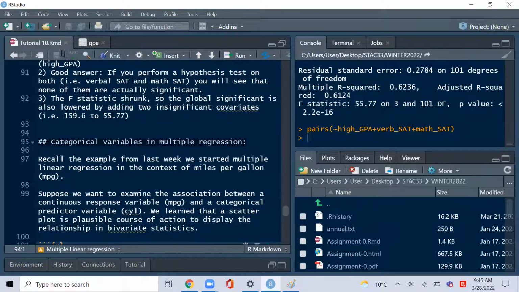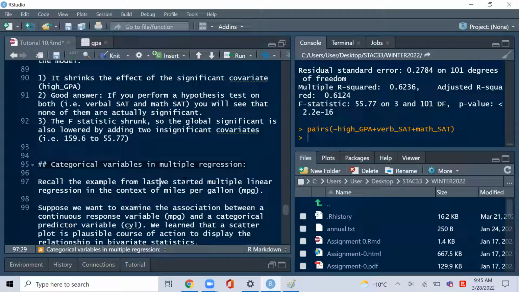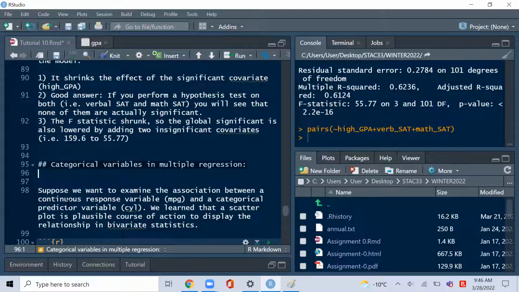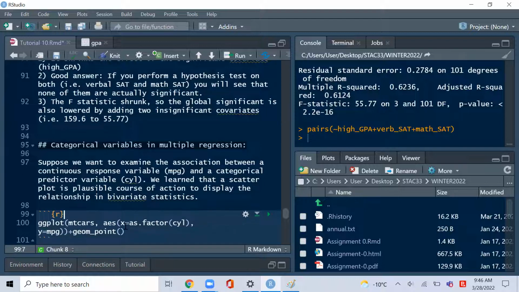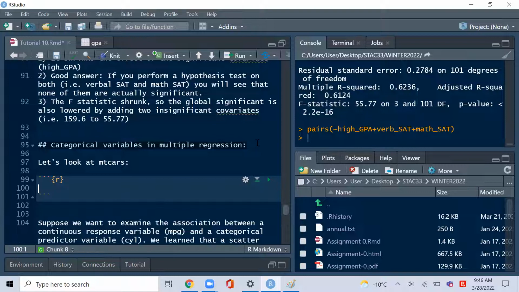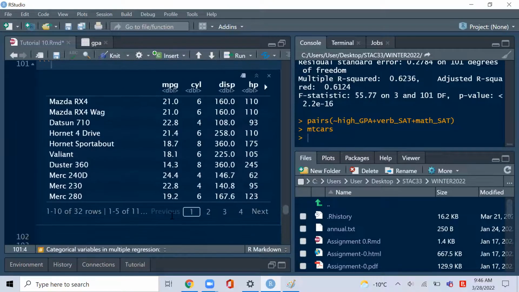I'm going to go back to the mtcars data, and I'm going to look at the only relevant categorical variable they have in the data set. So if you remember mtcars, let's look at mtcars. I'm going to just pull the data set up. So it's this data set here.